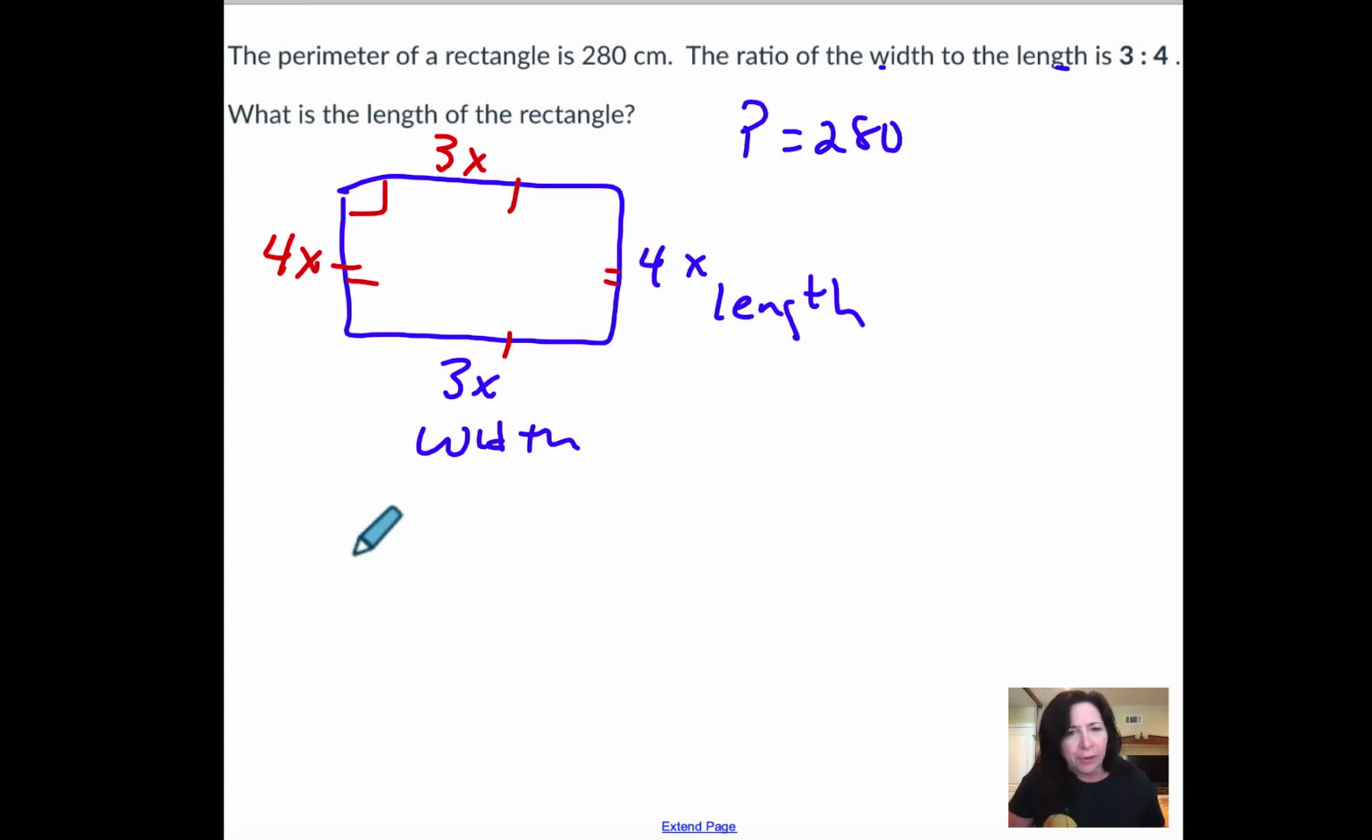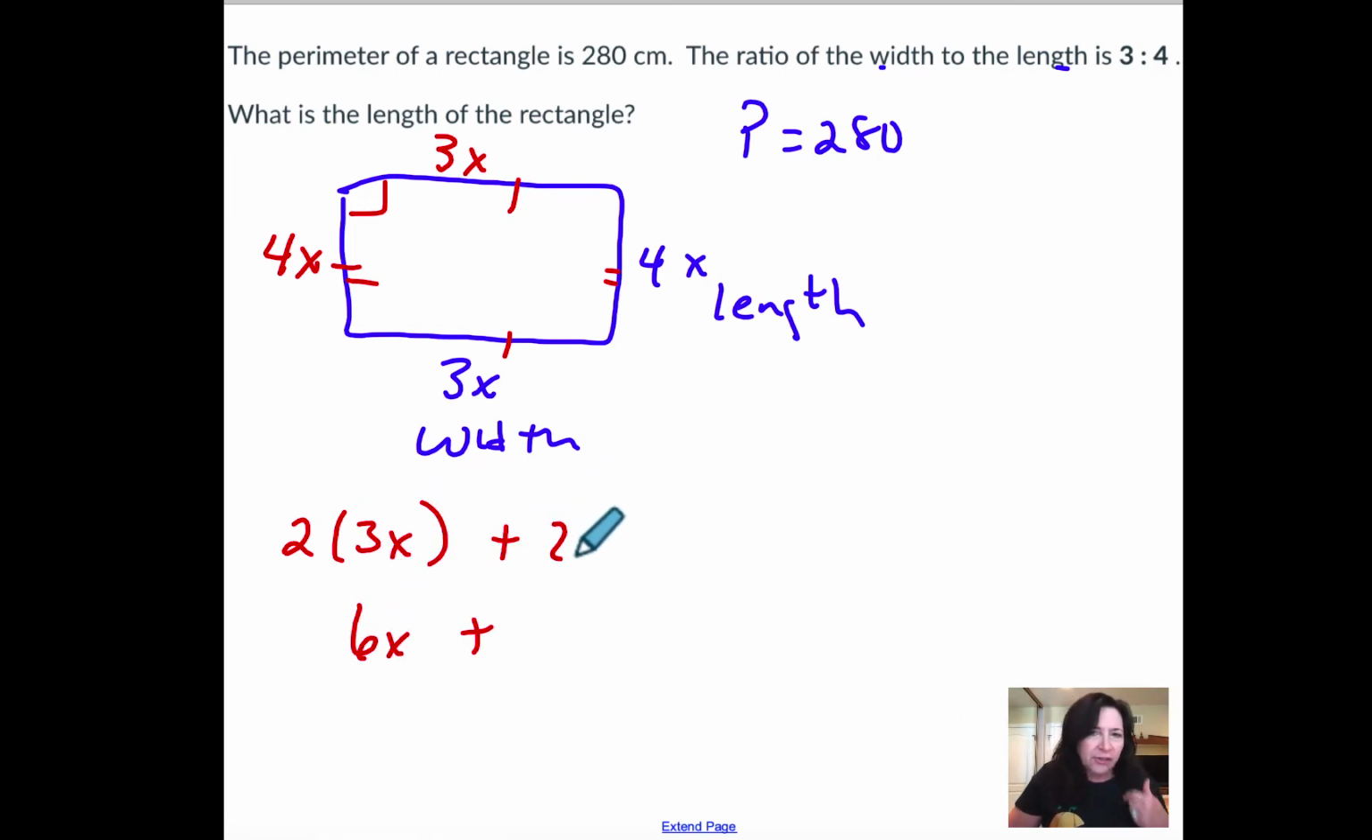So for perimeter, we're going to add up all the sides, right? So we have 3x plus 3x. So we have two 3x's, so that's going to be 6x. And we have two 4x's, so that's going to be 8x. And so 6x plus 8x is 14x, and this is equal to 280.